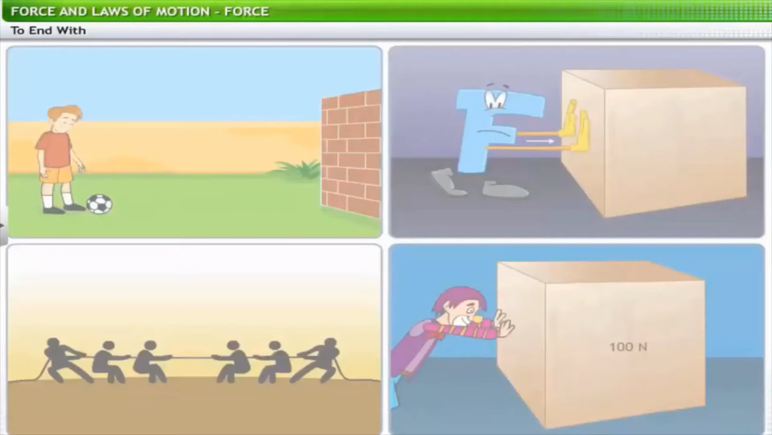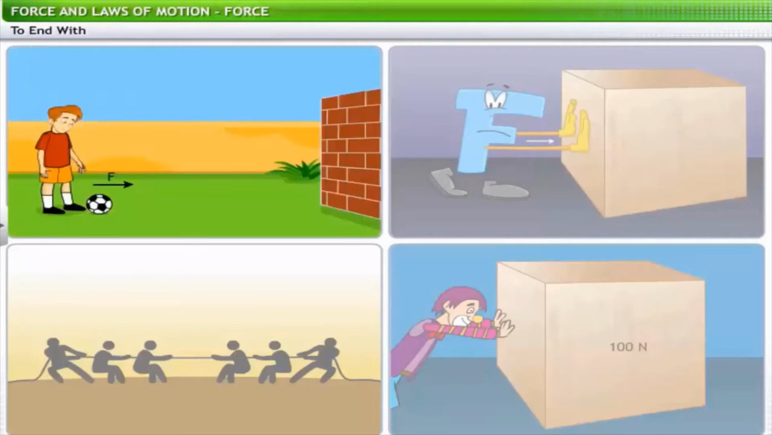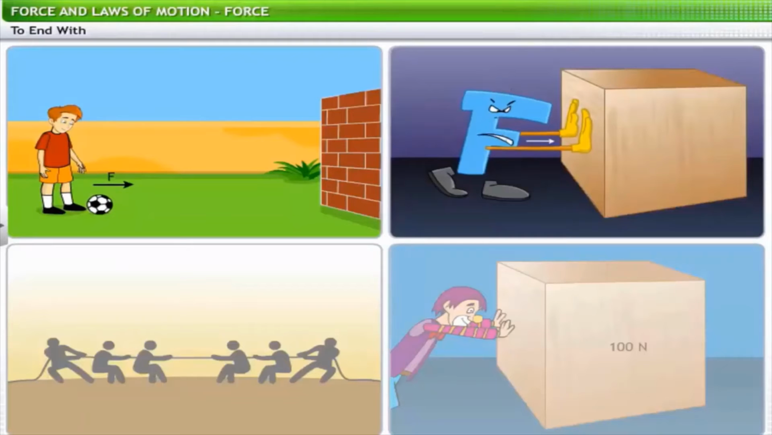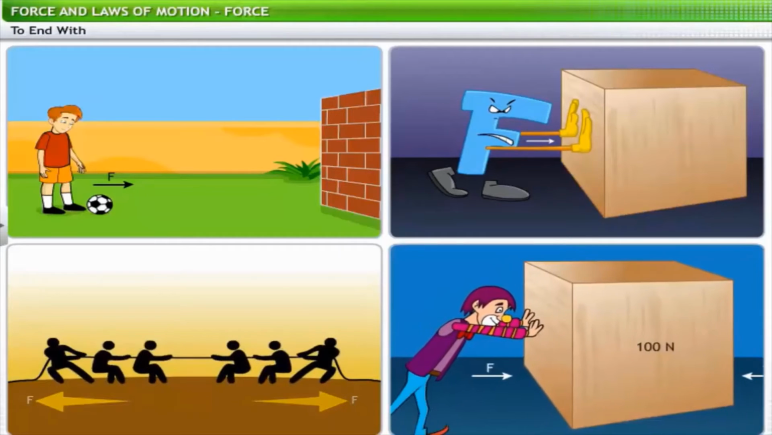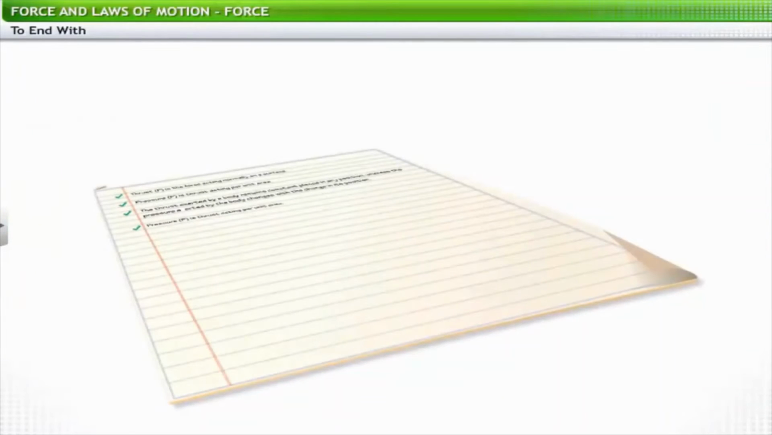This brings us to the end of this lesson on forces. In this lesson, you have learned about effects of forces, characteristics of forces, balanced and unbalanced forces, and friction. To revisit the key points covered in this lesson, please review the flashcard at the end of this lesson.